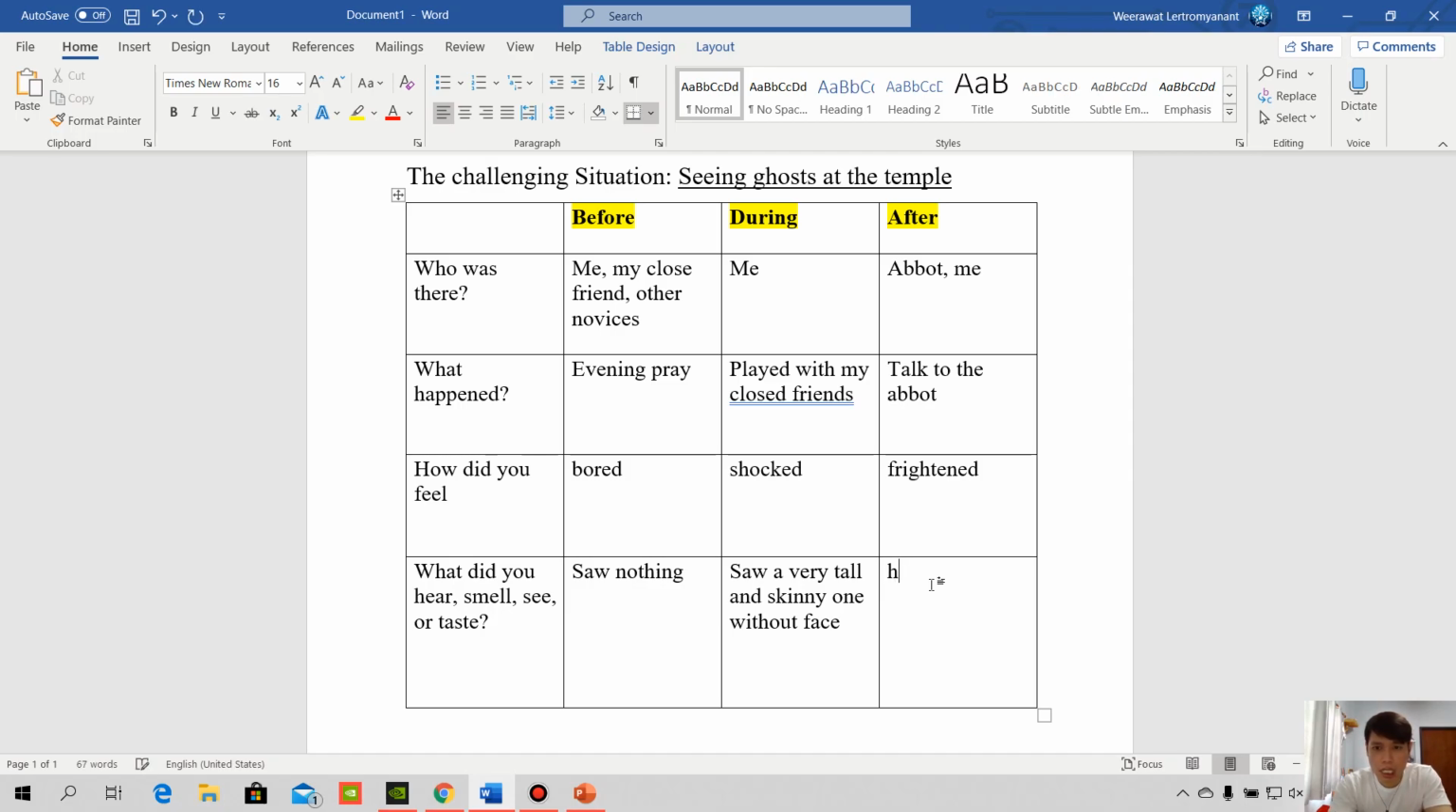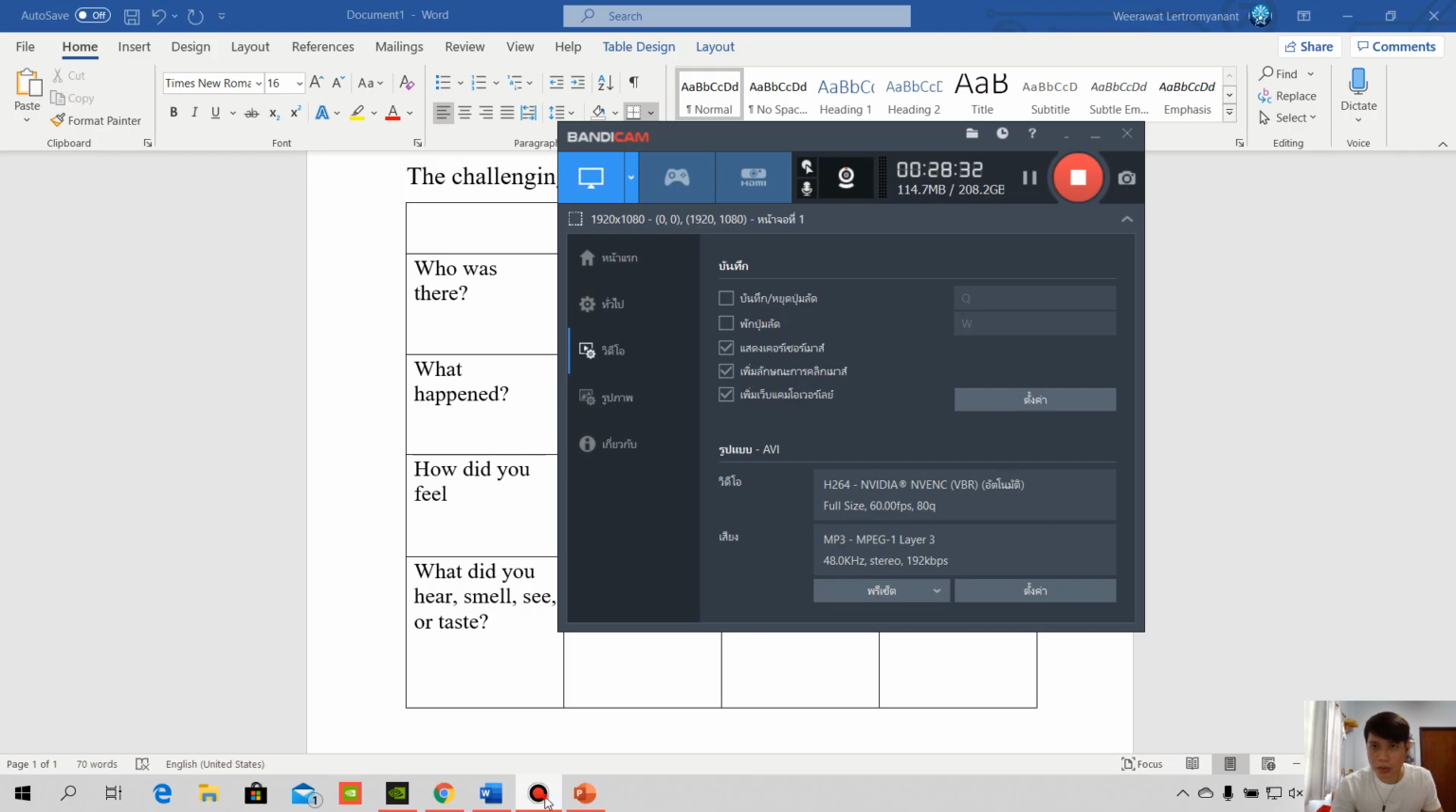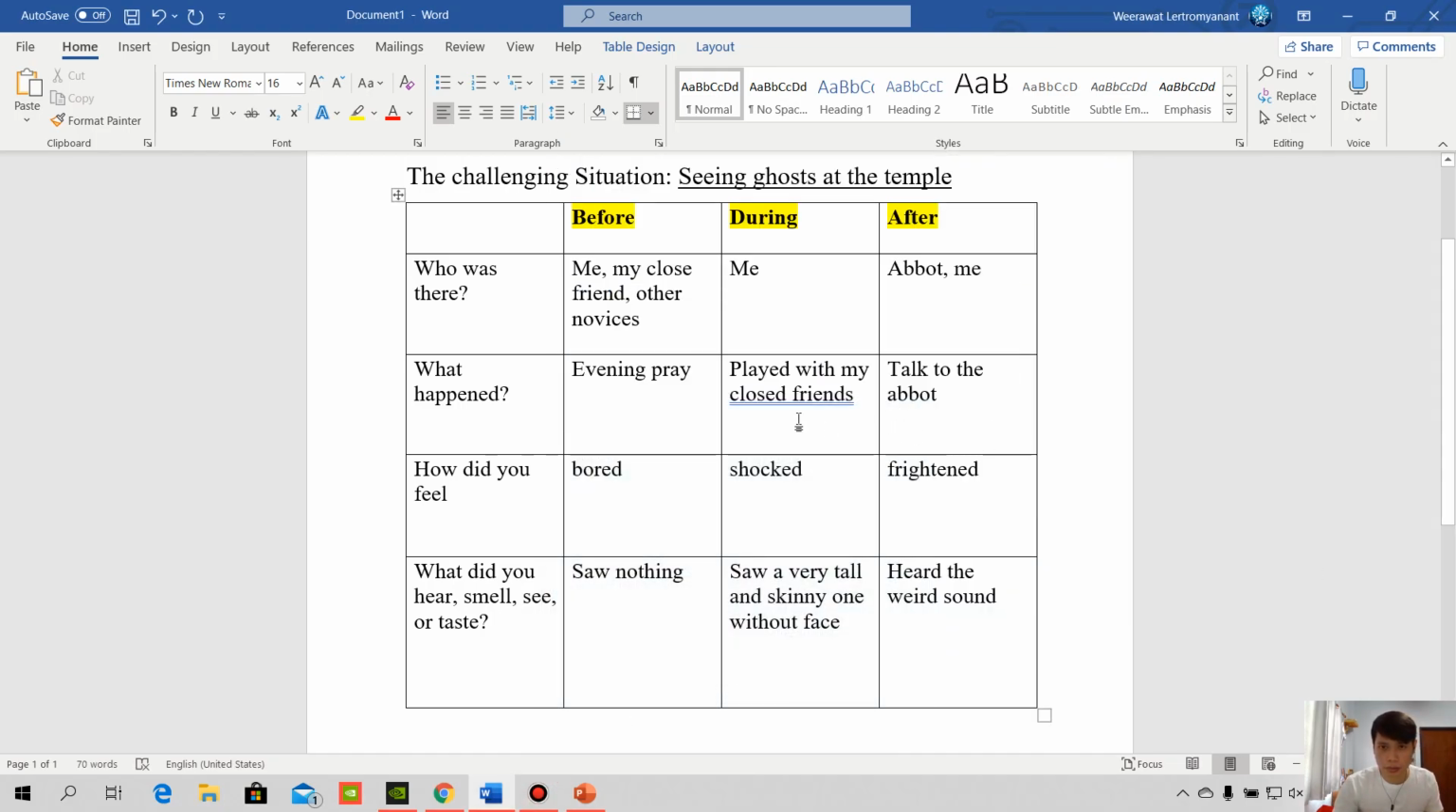After that, I heard a weird sound. So you have to design the information for your challenging situation like this. Try it yourself.